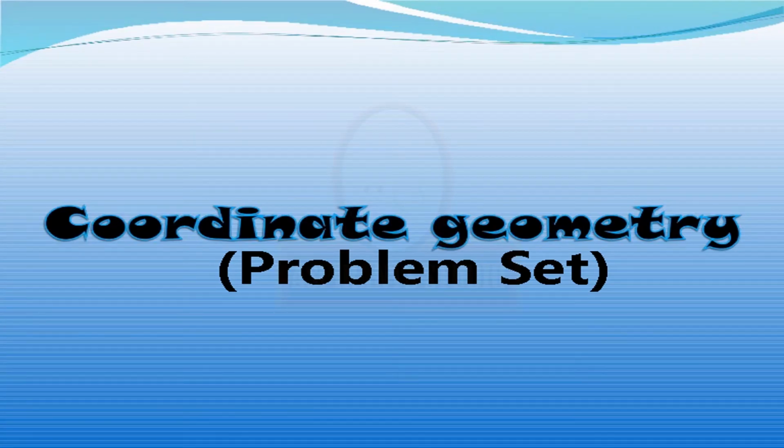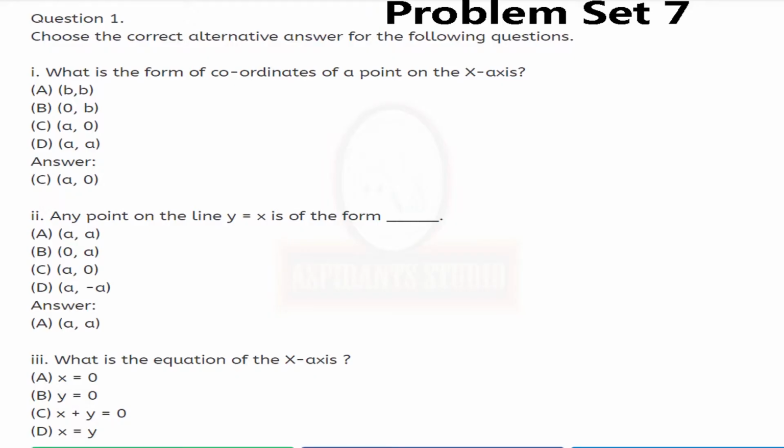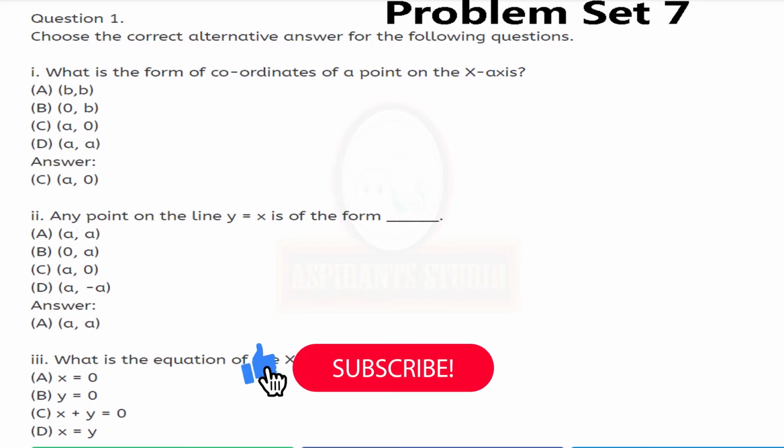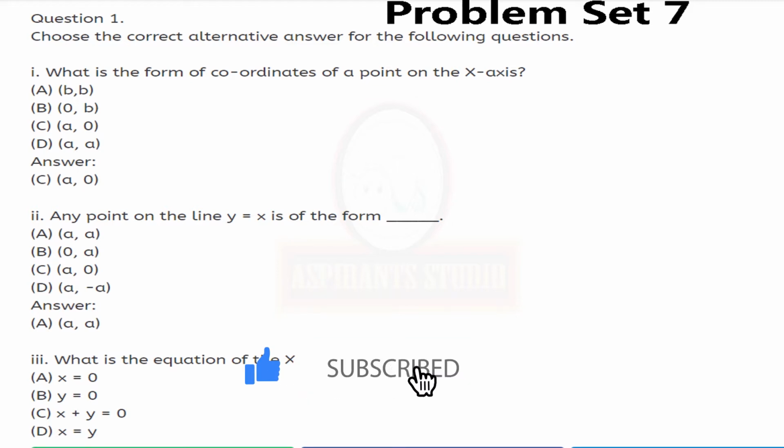Coordinate geometry problem set. Problem set 7. Question number 1. Choose the correct alternative answer for the following questions.